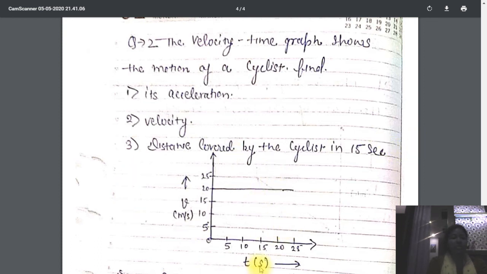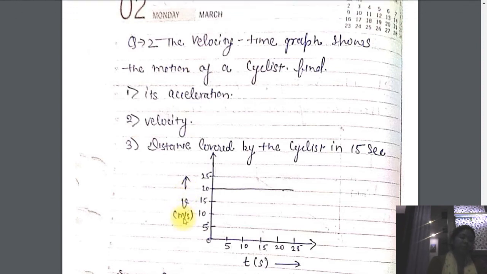So the x-axis represents the value of the time. This will represent 5 second, 10 second, 15 second, 20 and 25. The y-axis represents the velocity of the cyclist, and velocity is in meter per second. So this is 5 meter per second, 10, 15, 20.